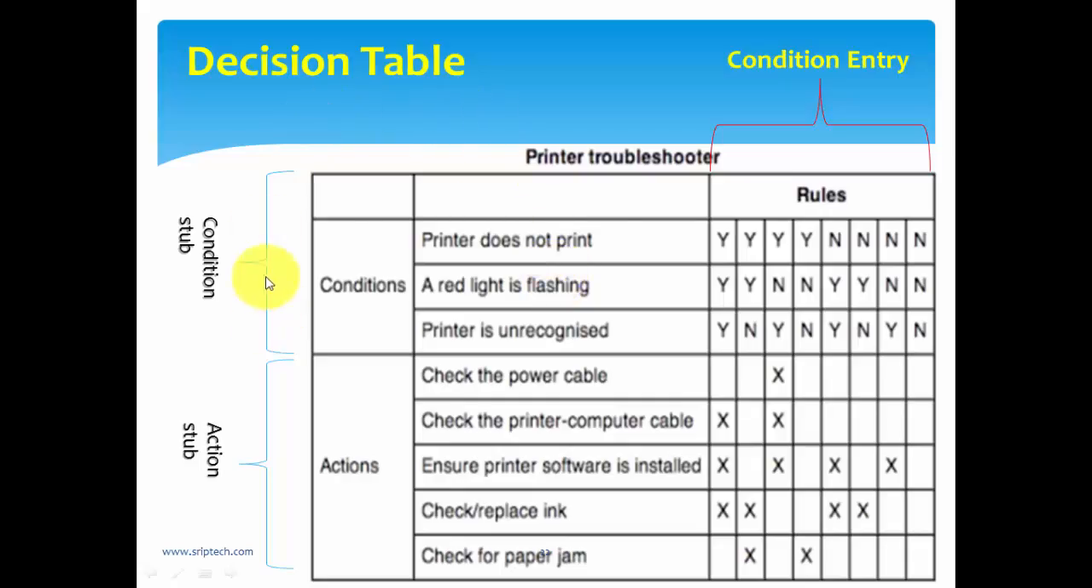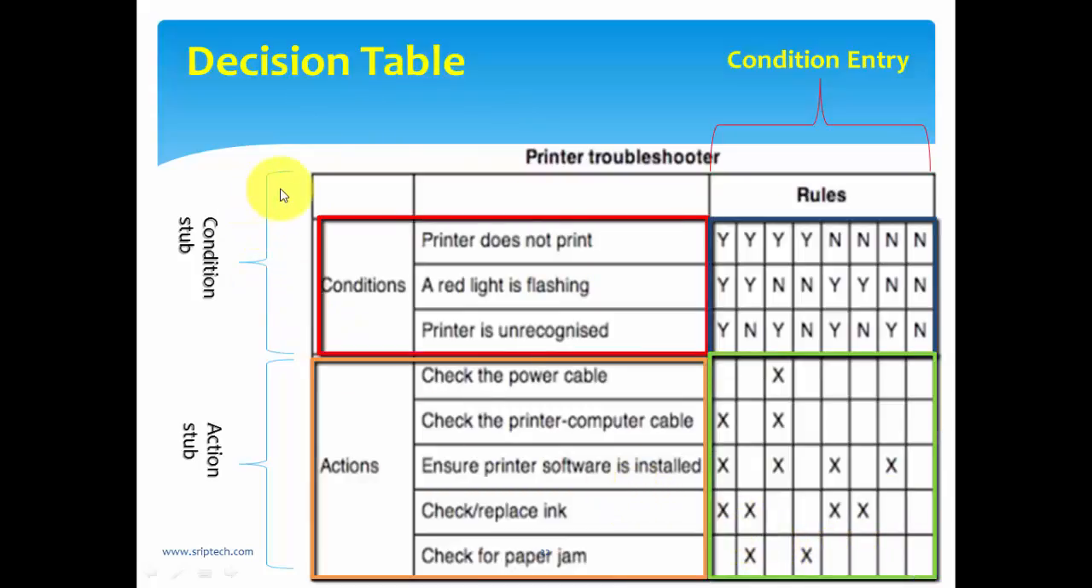Now have a look at this decision table which I have shown here. Now there are 4 quadrants here. This is called the condition stub. This is called the action stub, what you can see here, and these are condition entries. Now this decision table is for troubleshooting your printer. Assuming that I want to troubleshoot a printer for its various malfunctions, there are certain conditions here. For example, a printer does not print is one of the conditions, a red light is flashing is one of the conditions, and printer is unrecognized is one of the conditions.